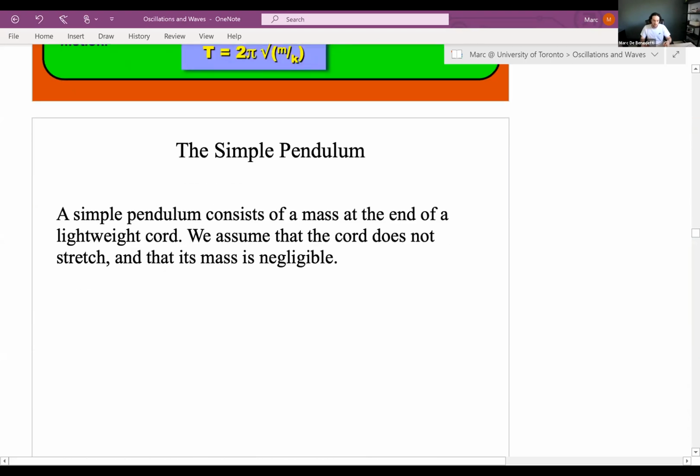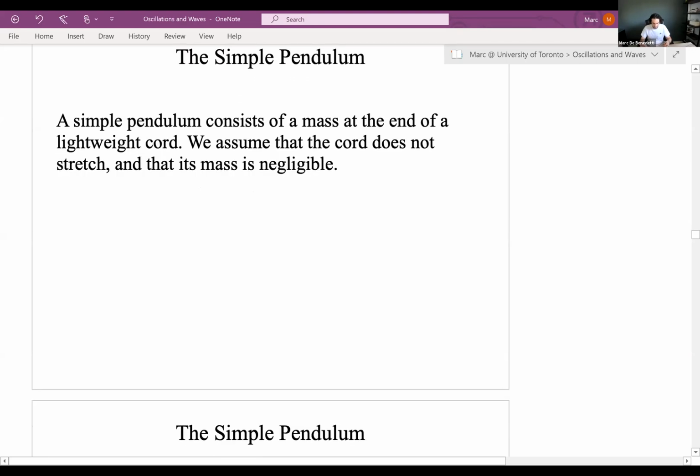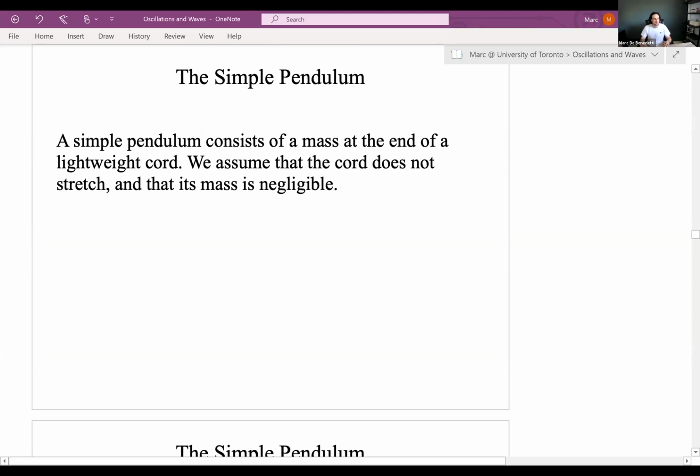Okay, enough of spring systems. My brain is going crazy with all the spring systems. Let's move on to another type of oscillation, pendulums. You've seen pendulums before.